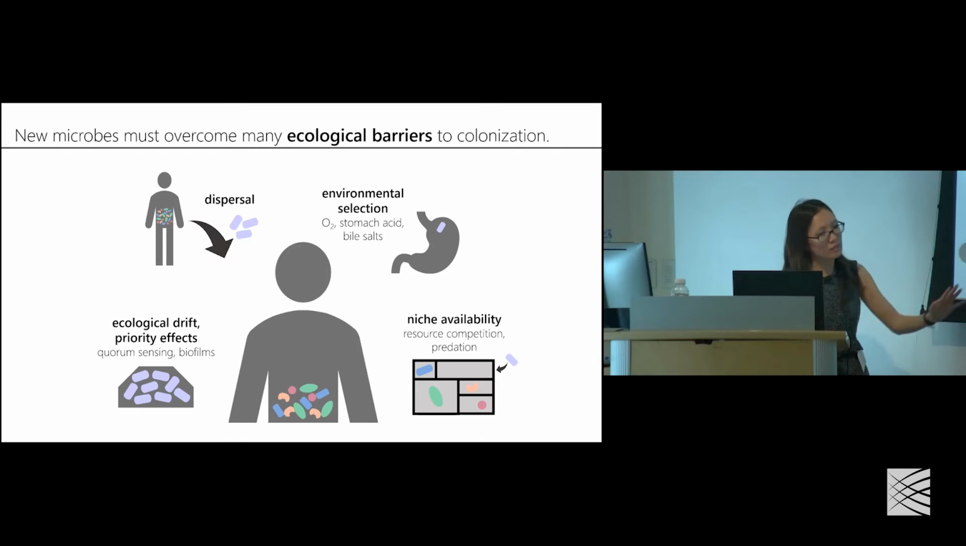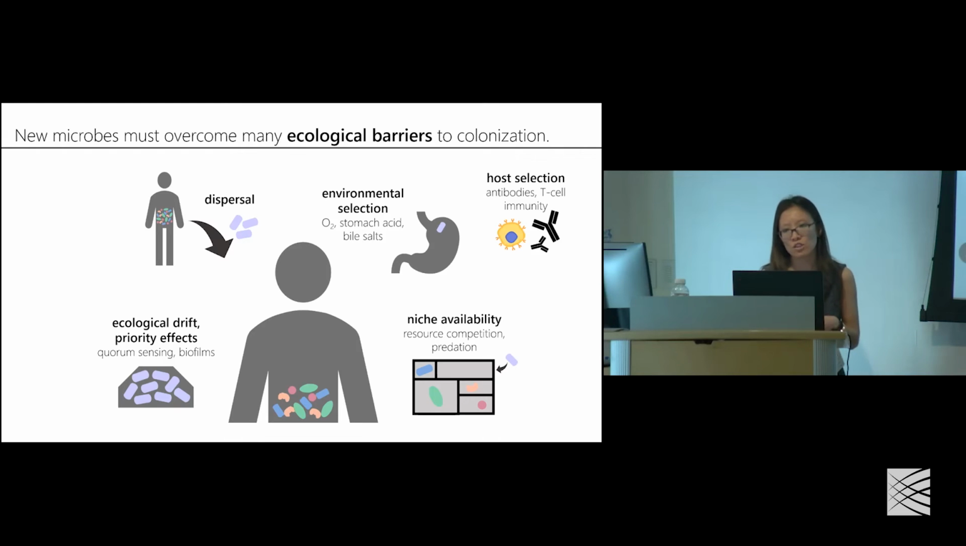And so these are the direct analogies of those macroscopic ecological barriers, but I want to point out that host-associated communities also have their own particular challenges. In particular, the host is constantly detecting and responding to microbes, and so that layer of host selection may also influence which microbes are able to colonize. Although we don't really have data on this aspect, so I won't talk much about that today.